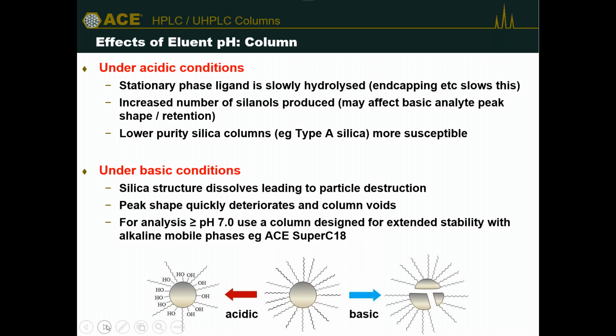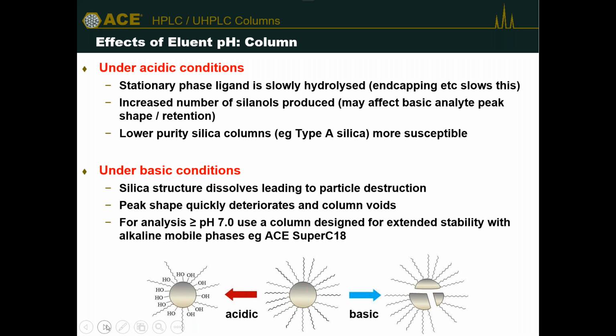So you need to consider your column. I've said that. The reason you need to consider your column is because most columns are based on silica. And silica is a fantastic medium that we can bond to, we can modify. It's got great mechanical stability. But at low pH, we have issues with ligand cleavage. So you can get the actual C18 hydrolyzed from the surface and exposes silanols. And at high pH, the silica can actually dissolve.